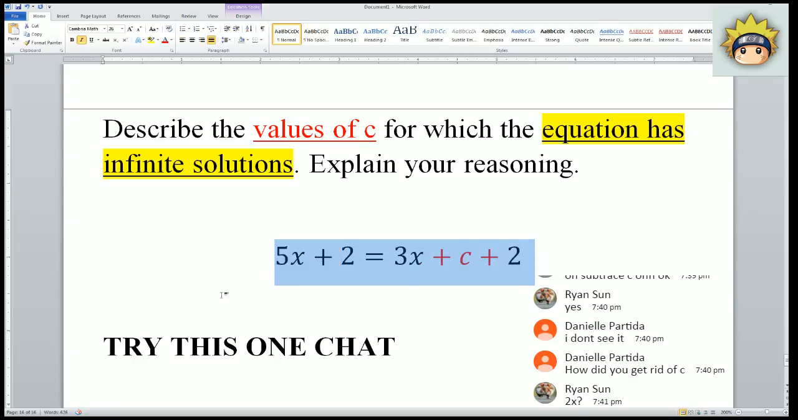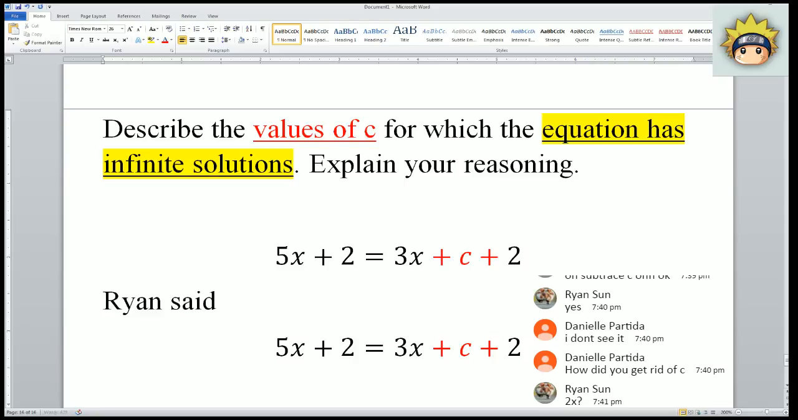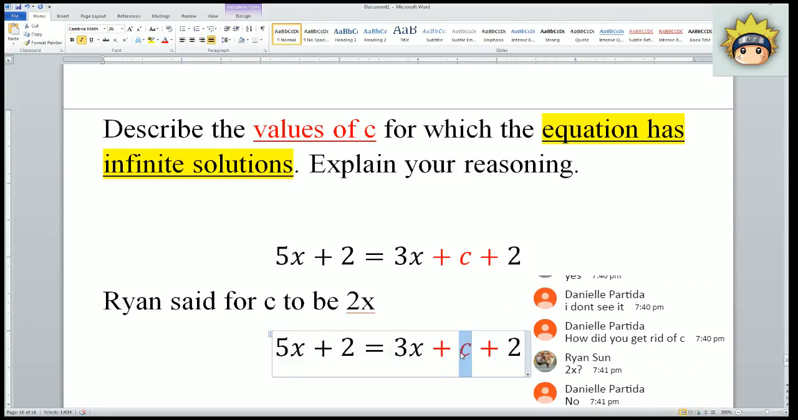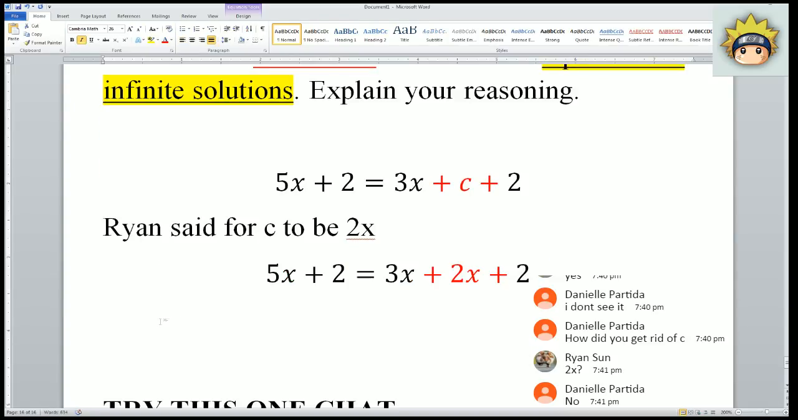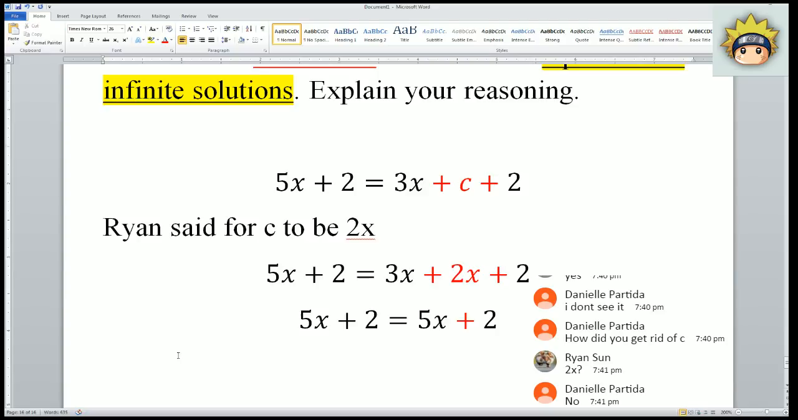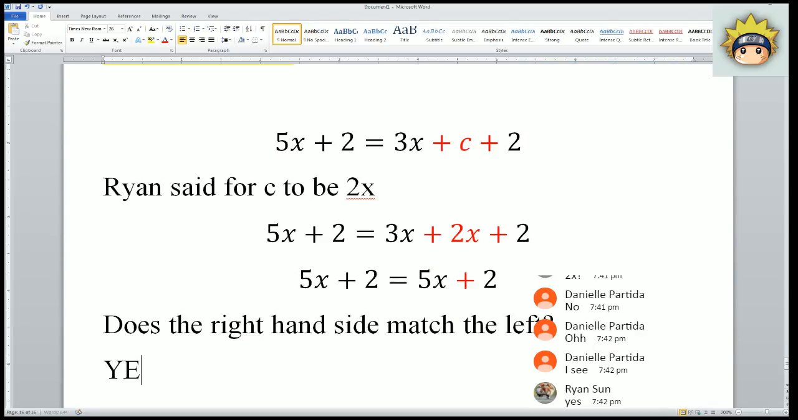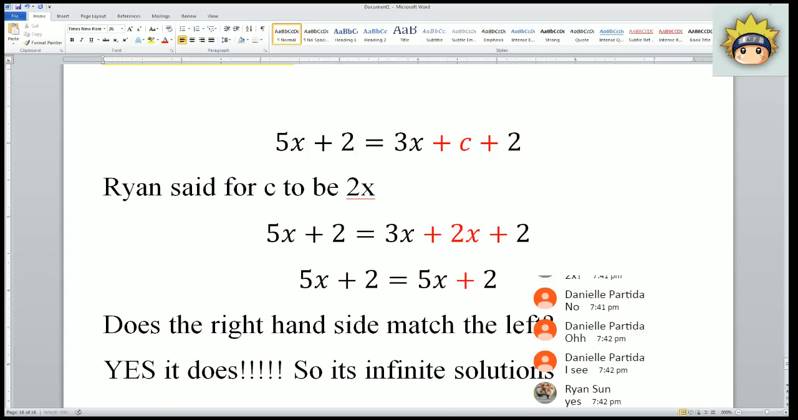Alright, Ryan says 2x. Does that make sense? We put 2x here. Does that work out? 3x plus 2x becomes 5x. Is it identical? Does the left hand side equal the right hand side? Yes, it does. So it's infinite solutions. Alright, good job, Ryan. That's just another way of thinking about it.